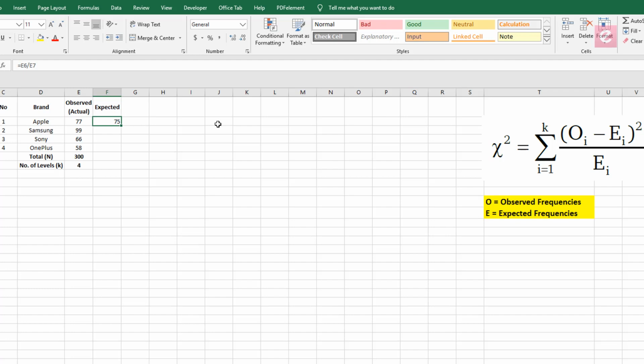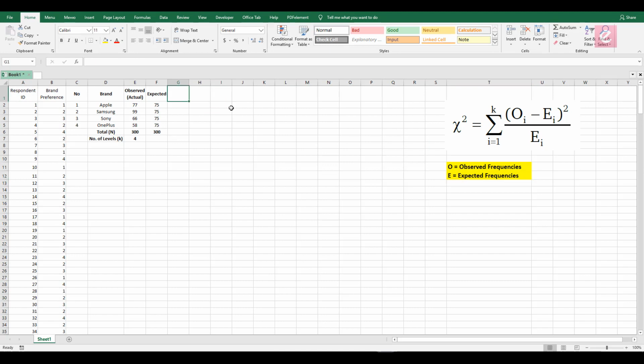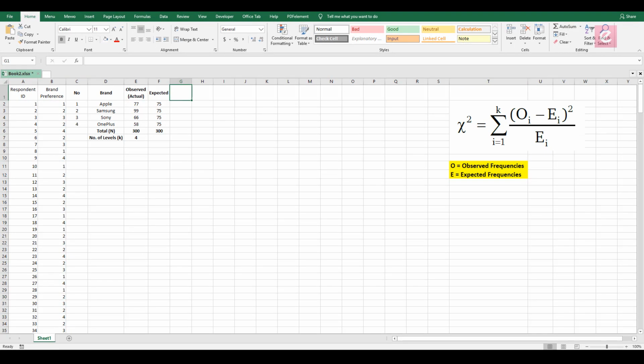So copy to the remaining columns. Now the expected frequencies are equal: 75, 75, 75, 75. Then total it. Obviously it will be 300. Now here you need to check it out. We have 2 columns. That is observed frequency, the actual preference of consumers that we collected. Then what we are expecting under the null is that there is no difference. If there is no difference, what will be the frequency? Out of 300, 75, 75, 75, 75.